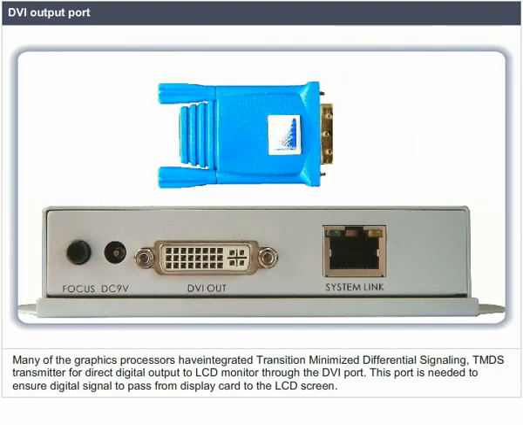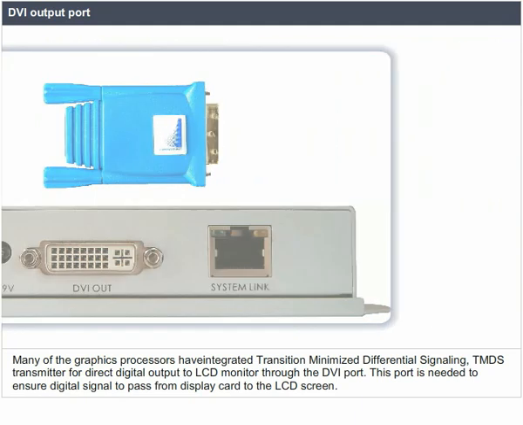DVI output port. Many of the graphics processors have integrated transition minimized differential signaling, TMDS, transmitter for direct digital output to LCD monitor through the DVI port. This port is needed to ensure digital signal passes from the display card to the LCD screen.